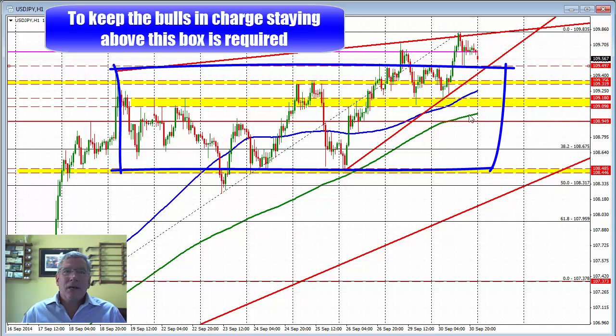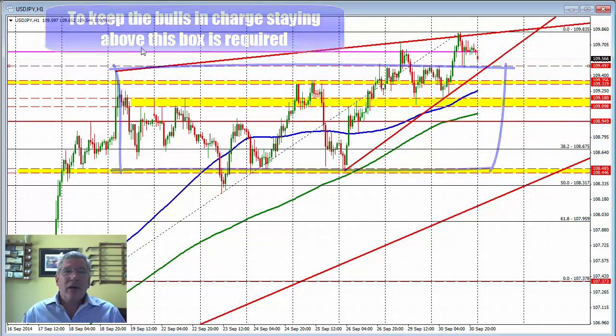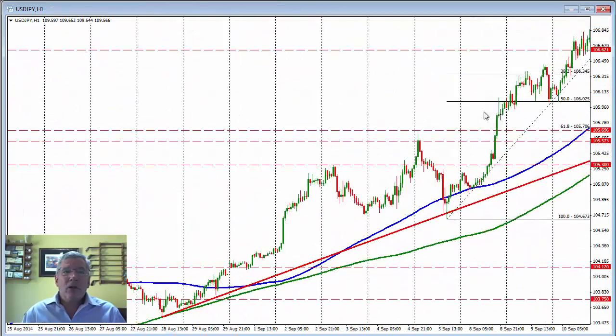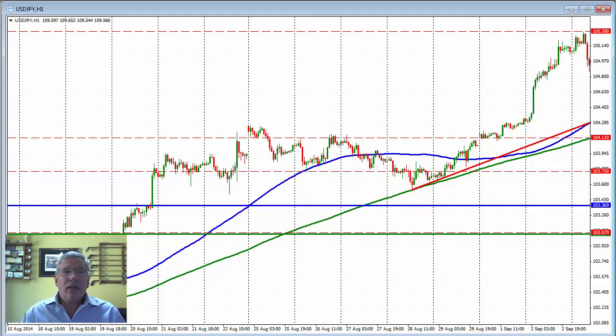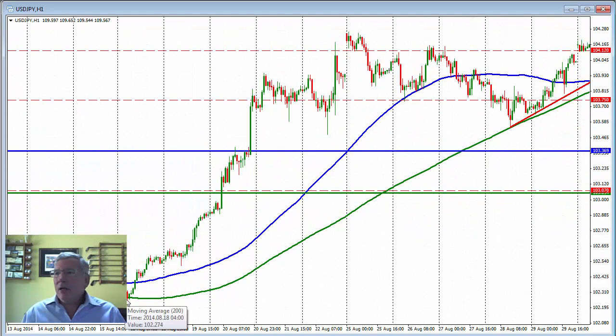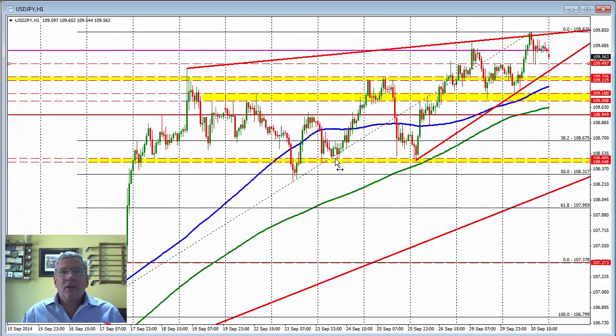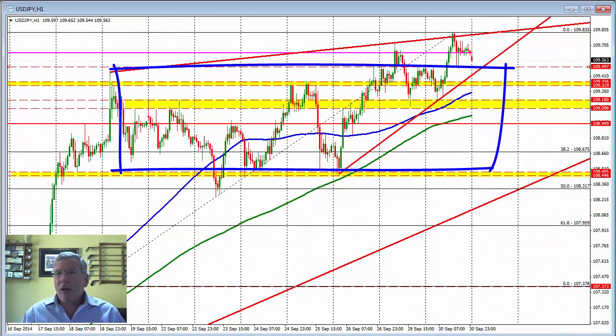And what's going to be key is the 100-hour moving average and then the 200-hour moving average. We haven't been below the 200-hour moving average since, not here, all the way back down to here. That is September or August 18th. That's a long, long time ago that the price has not been below the 200-hour moving average.